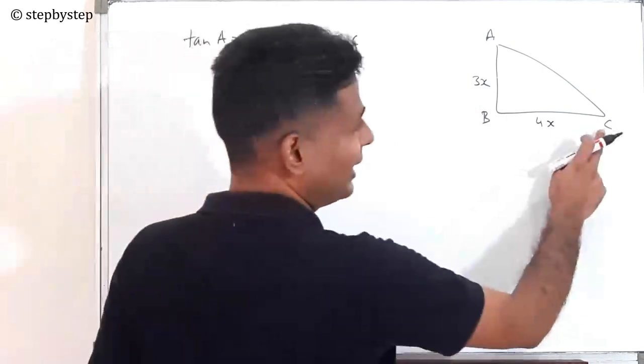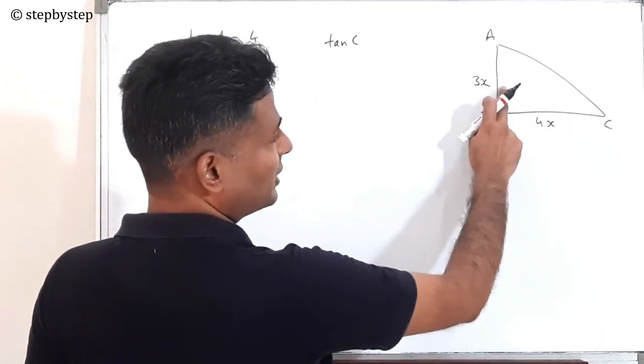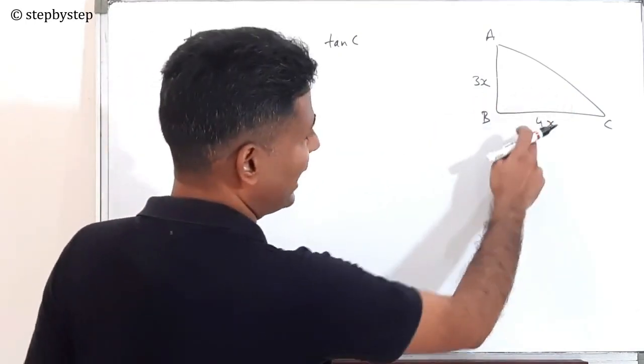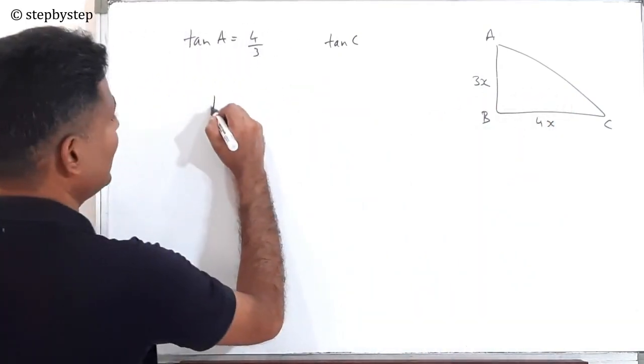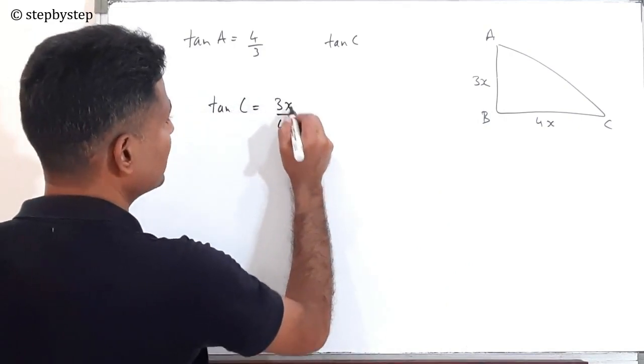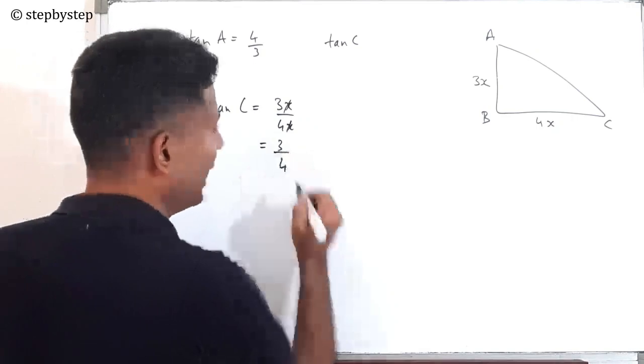And they have asked us to find tan C. What is tan C? Again opposite by adjacent. So do we need to find the third side? Not needed. We have opposite and adjacent sides. So directly tan C will be equal to 3x by 4x, or that is equal to 3 by 4.